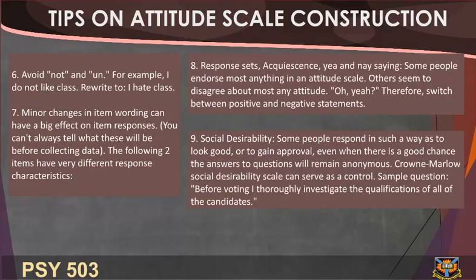6. Avoid not and no. For example, I do not like class. Rewrite to I hate class. 7. Minor changes in item wording can have a big effect on item responses. You can't always tell what this will be before collecting data. The following two items have very different response characteristics.